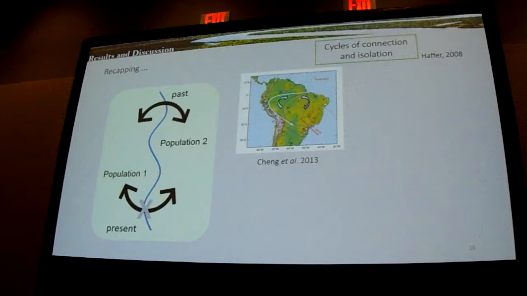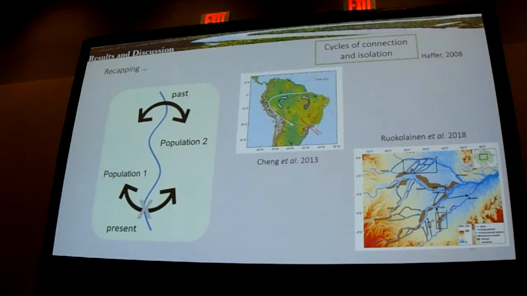So we know that now we don't have gene flow going on, but in the past we had. We don't know how many times it happened in history. So probably cycles of connection and isolation best explain our data. Also, the rivers' dynamics have changed along time. The rivers change course and also change the landscape, so it can also affect our results.